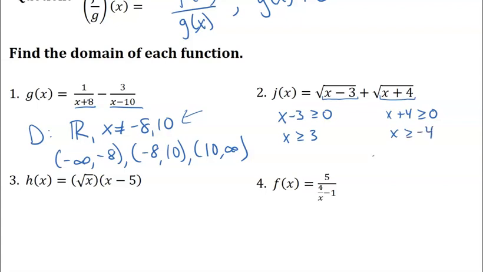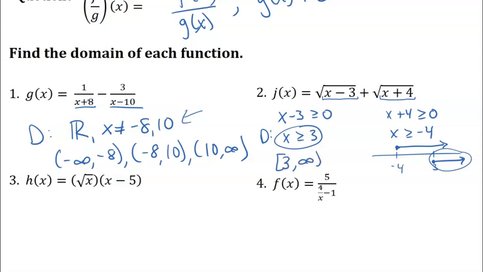Now, think about a number line. Greater than or equal to negative 4 would be all of these values. Greater than or equal to 3 would be all of these values. So we take the most restriction that there is, and we're going to stick with positive 3 to infinity. So this is our domain, or we could write it as 3 to infinity, like that in interval notation.